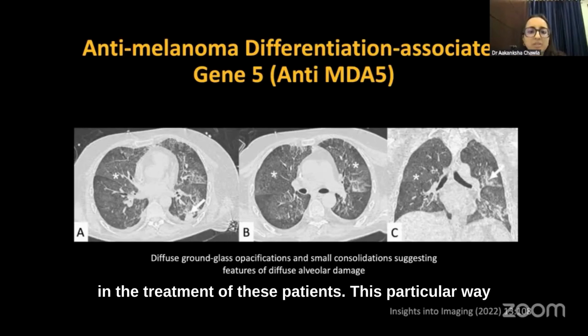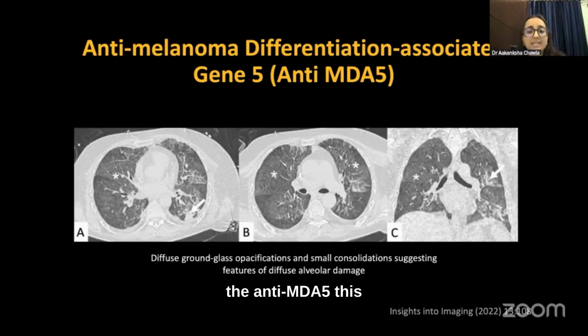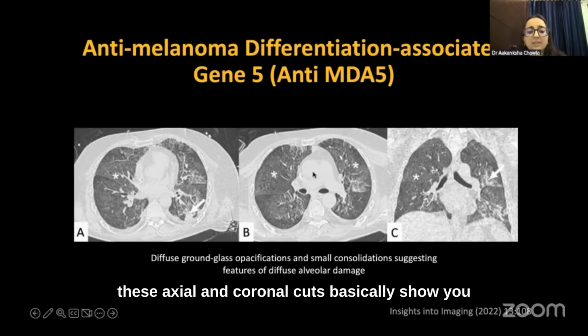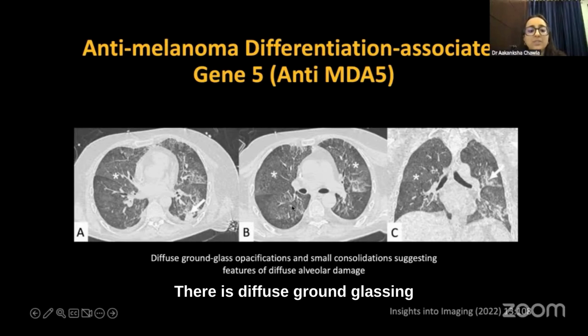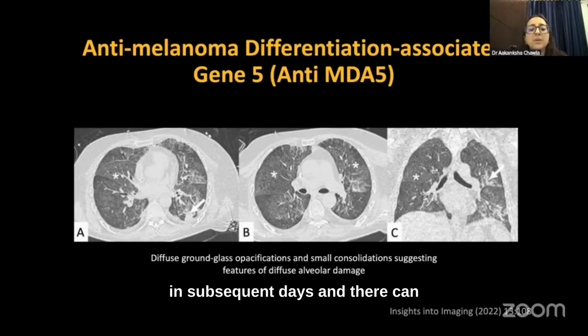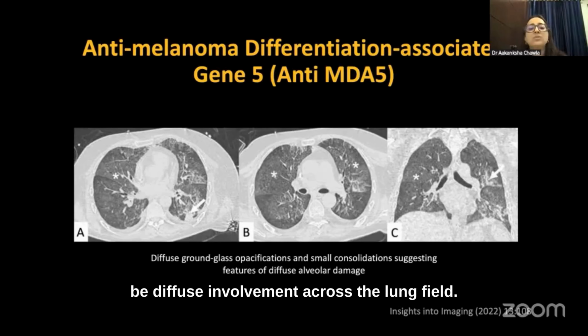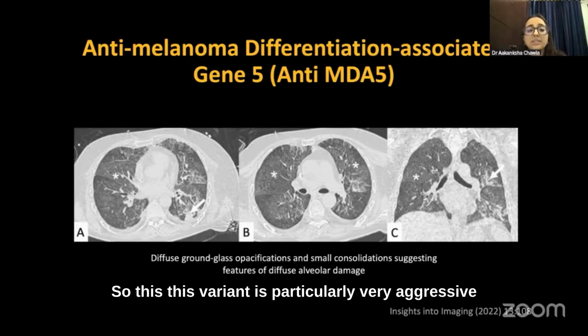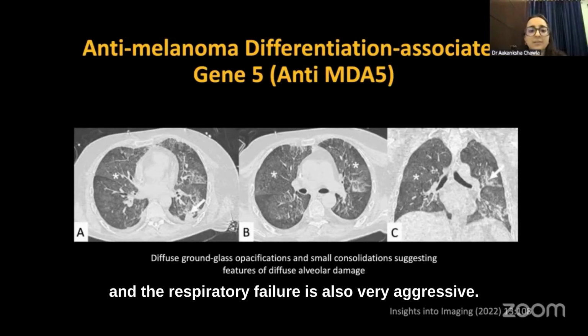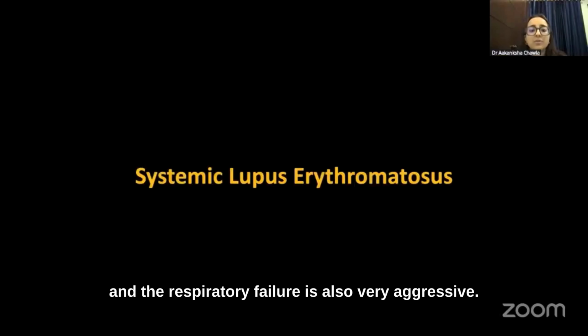treatment of these patients. This particular variant, the anti-MDA5, these axial and coronal cuts basically show you features of diffuse alveolar damage. There is diffuse ground glassing, and there are some small consolidations also present. But these findings can suddenly progress in subsequent days, and there can be diffuse involvement across the lung field. So this variant is particularly very aggressive, and the respiratory failure is also very aggressive.